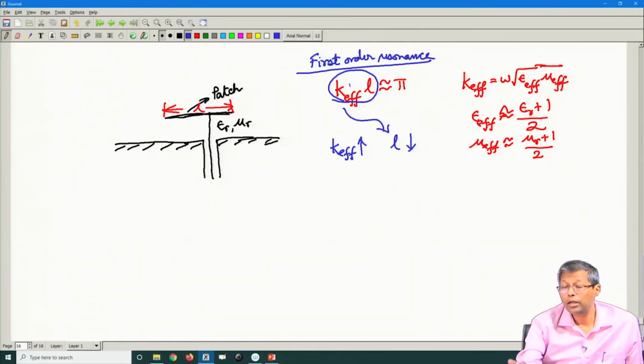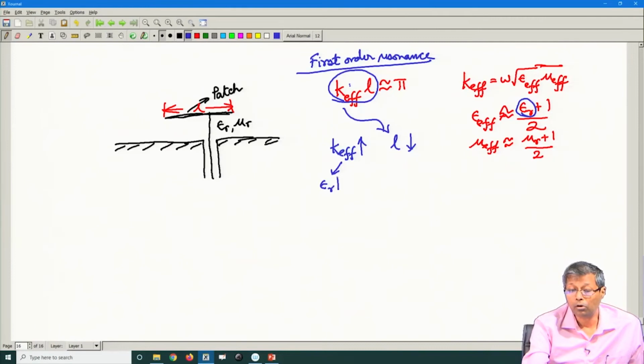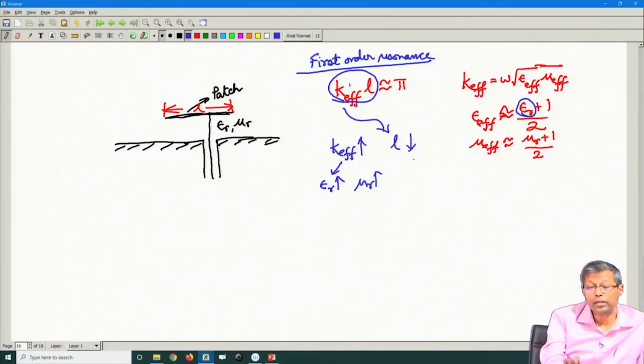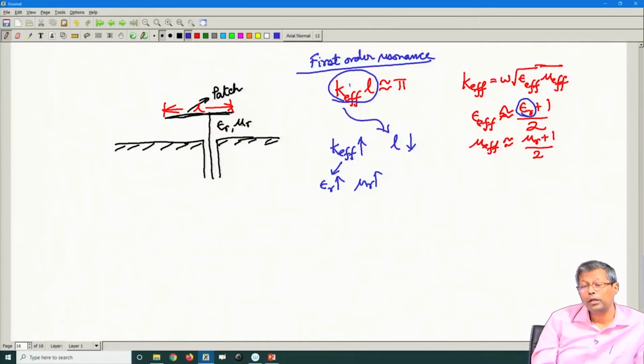That means, as you enhance epsilon r or mu r, L is reduced. That means, as you increase the permittivity or permeability here, the L will be reduced. But how far will you increase the permittivity? Therefore, if you want to miniaturize the antenna, your basic goal is to enhance epsilon or mu. But the question is, if you want to miniaturize this antenna by a large extent, just like the dipole antenna we investigated before, what are you going to do?